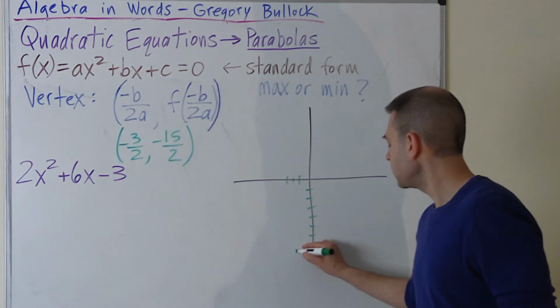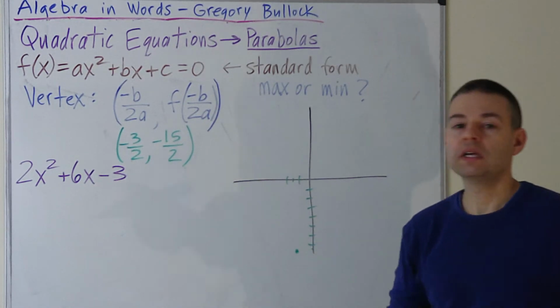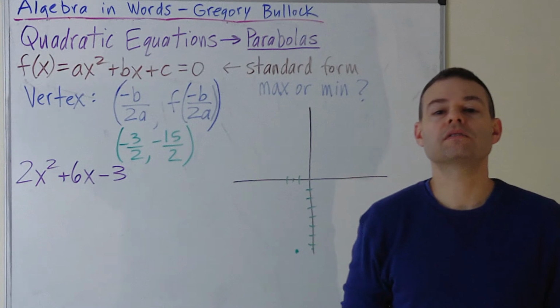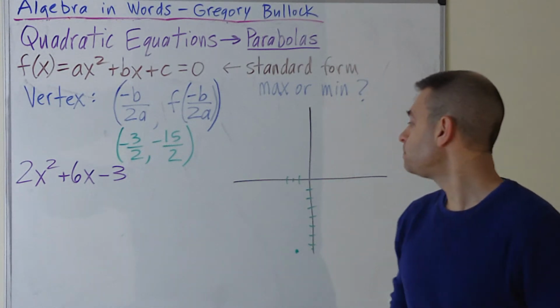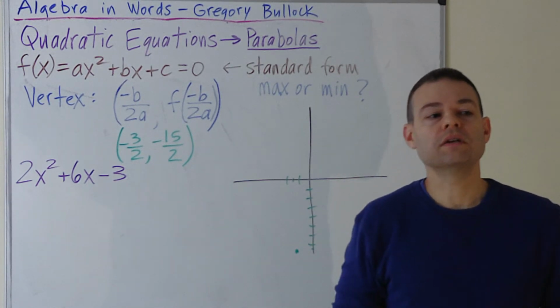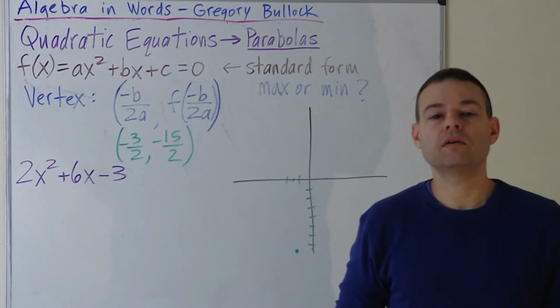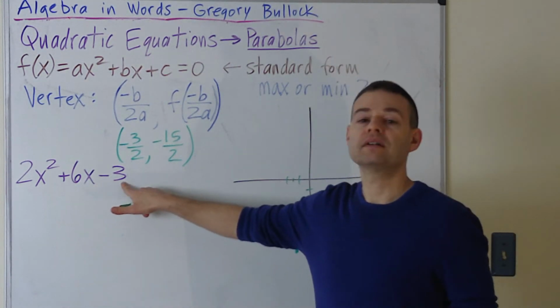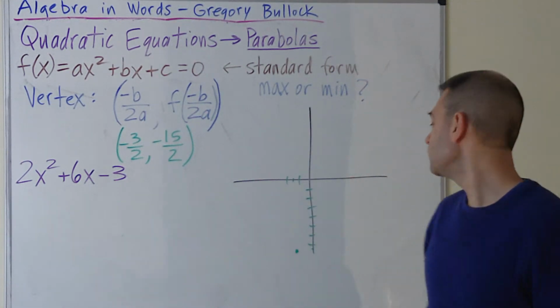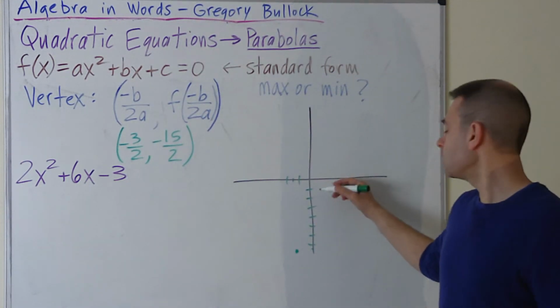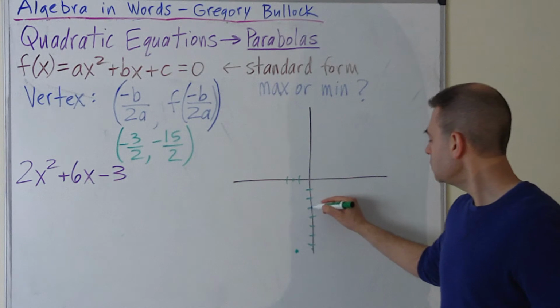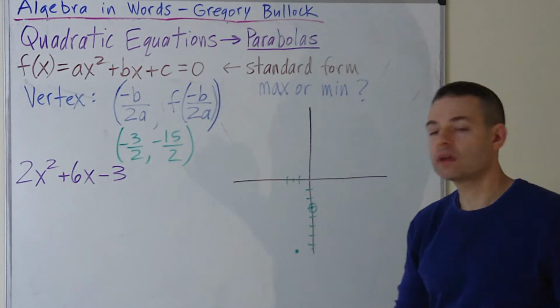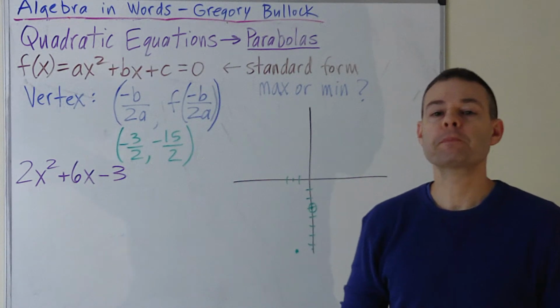All right, so that's plotted. And now let's look at the y-intercept. That would be right here. It would be negative 3. And we can plot that here, down 1, 2, 3. So that's found and plotted.